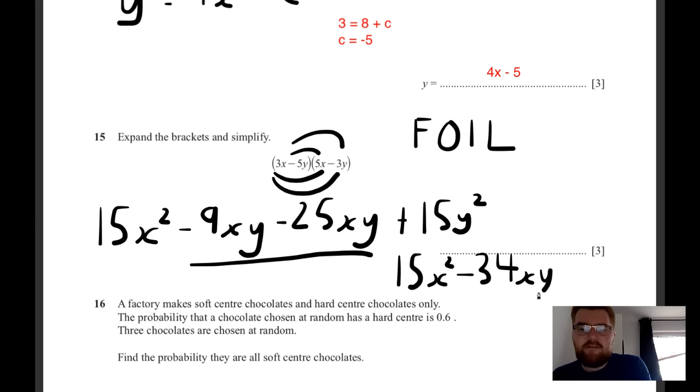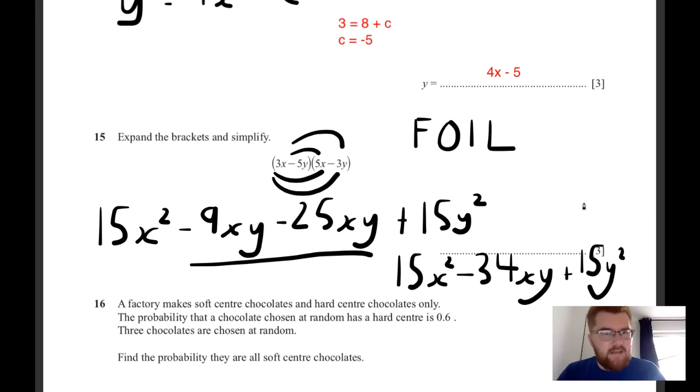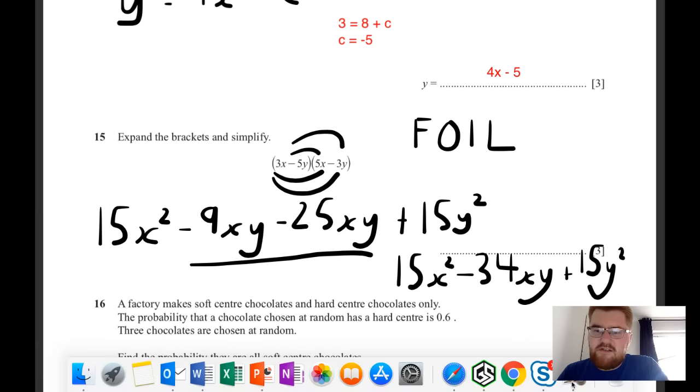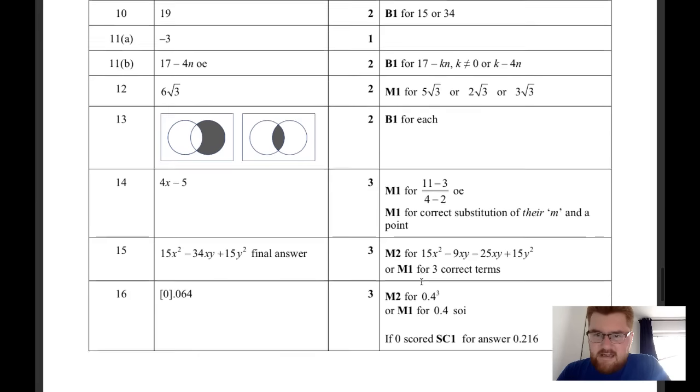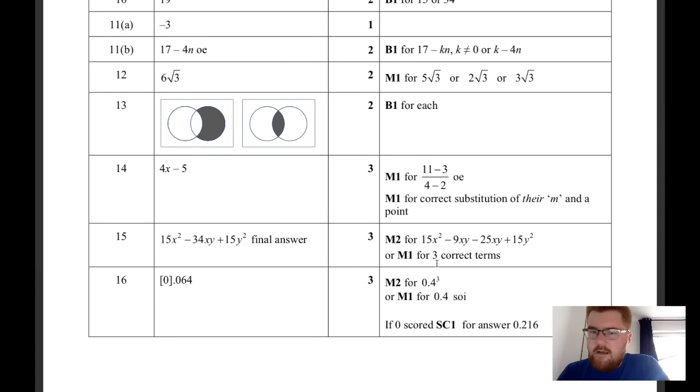And the plus 15y squared stays the same, so you get plus 15y squared. Okay, and that's it. There's no extra factorising to do because they want you to expand. So let's look at our mark scheme. Yep, they've written it exactly the same way. Just be careful with those two middle terms to get that third mark. That's important.